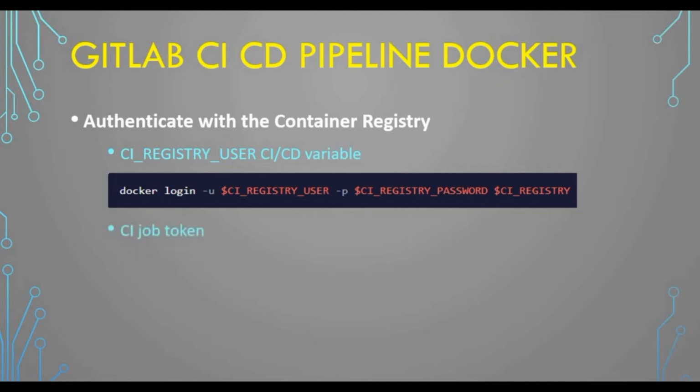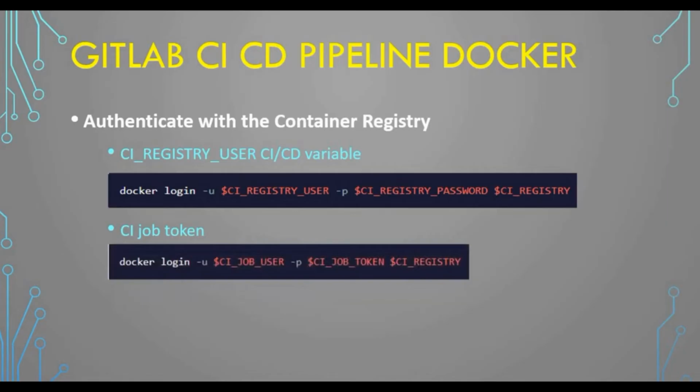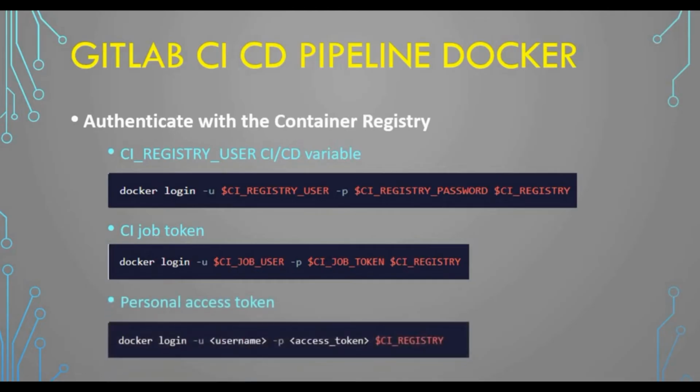There is also another option called CI job token. That also uses default variables like CI job user and CI job token, and the CI registry is the container registry for that project. This is the one we spoke of, the personal token. This one also we can use. We can create a personal token for your account, and you can use the username and that personal token to log into the CI registry, which is the container registry. We will use the first option, which is the CI registry user and CI registry password to log into the container registry, and push into that.